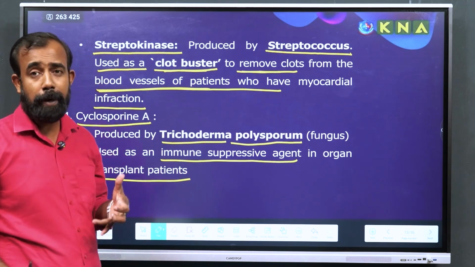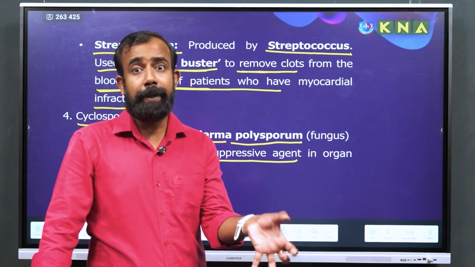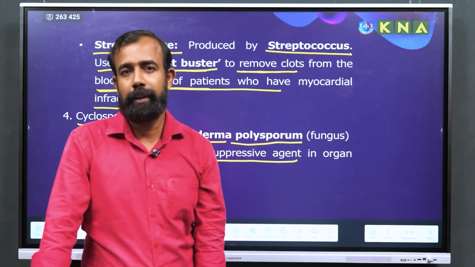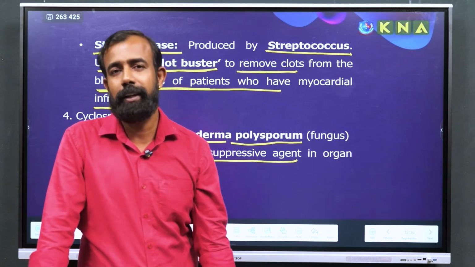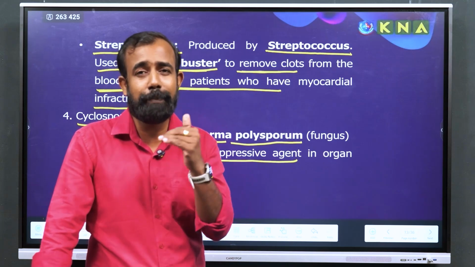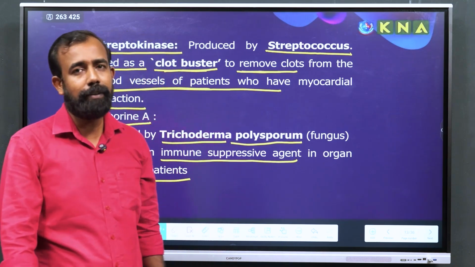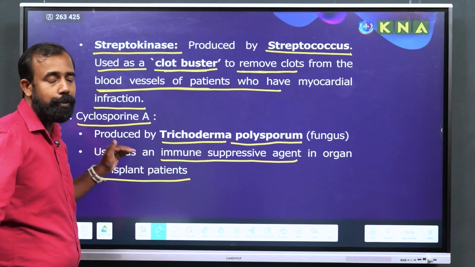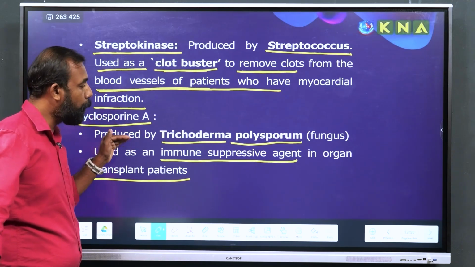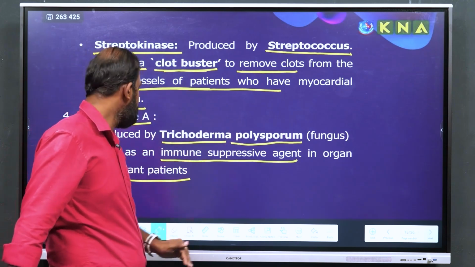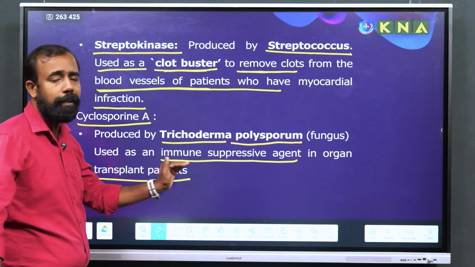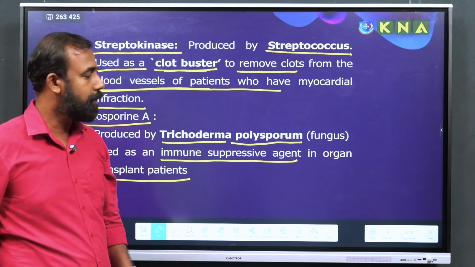When we transplant an organ, there is a greater chance that the recipient's immune system will reject the organ. You know, graft rejection. So to prevent graft rejection, we have to suppress the immune system of the recipient. For that, we are injecting which substance? Cyclosporin A. So cyclosporin A is produced by Trichoderma polysporum and used as an immunosuppressive agent in organ transplant patients. Clear? Yes.